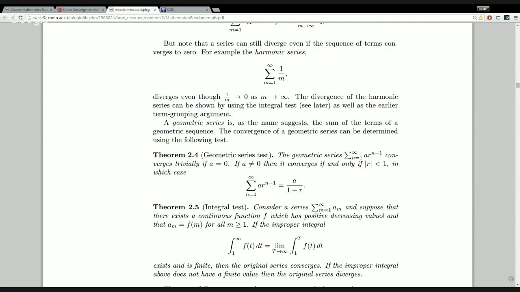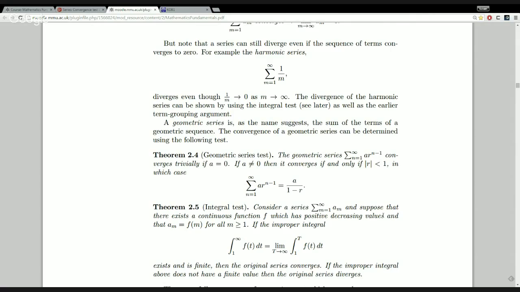Now, the geometric series test here in Theorem 2.4 gives you the complete story about these in terms of a and r. It's a complete description. Let's read it, and then we'll go through and explain it and justify each of these conclusions. It says it converges trivially if a equals 0. If a is non-zero, then it converges if and only if the absolute value of r is strictly less than 1.